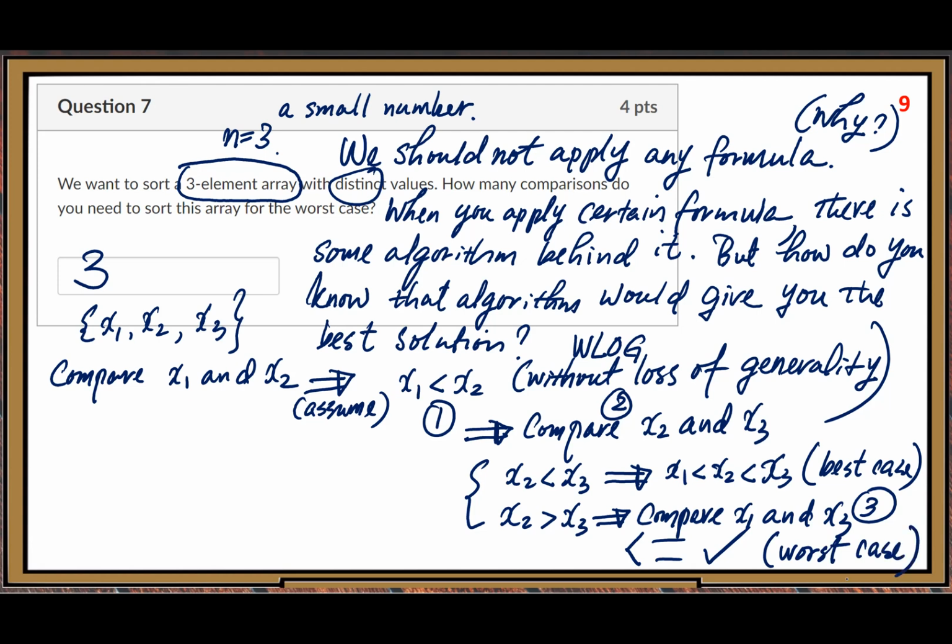So this is your solution. You work it out explicitly in this way. There is no name for this algorithm. Because in this way, you know that's the best solution. Nobody can use fewer than 3 comparisons to solve this problem.